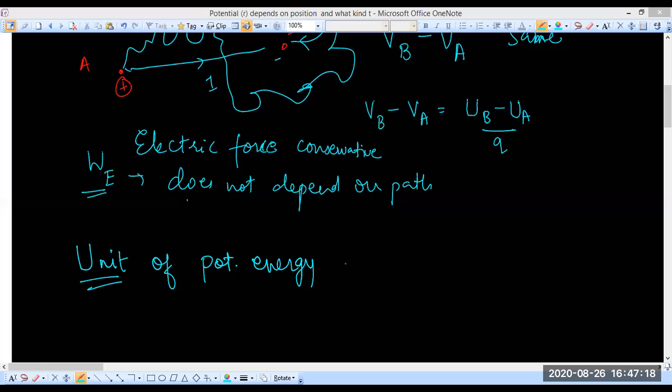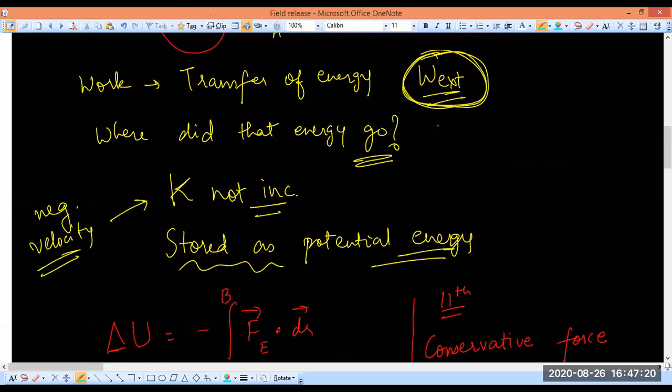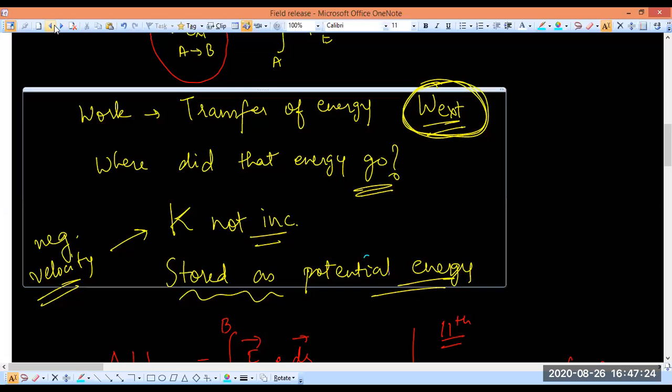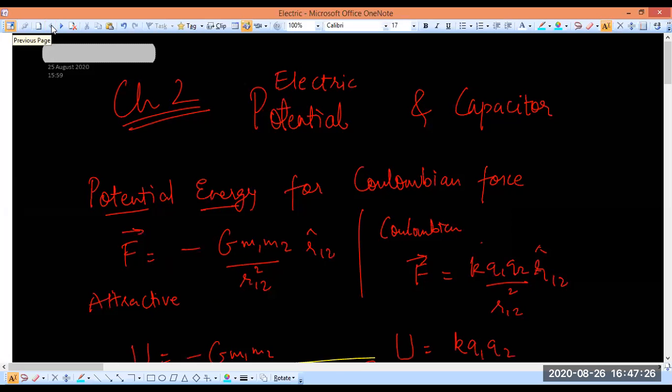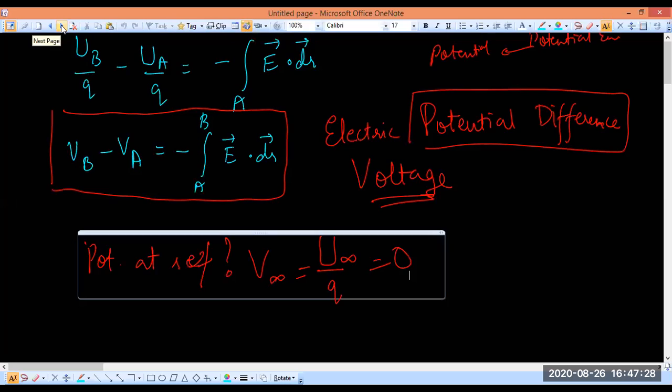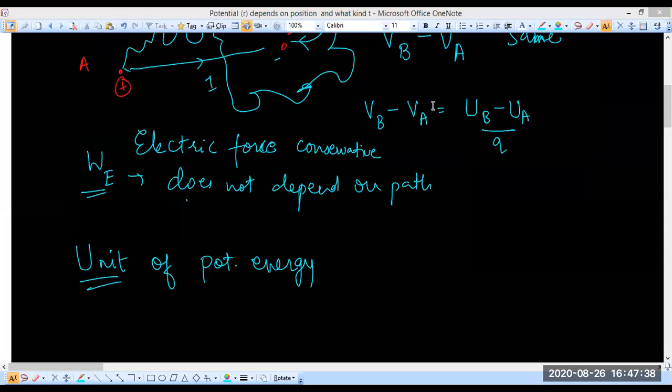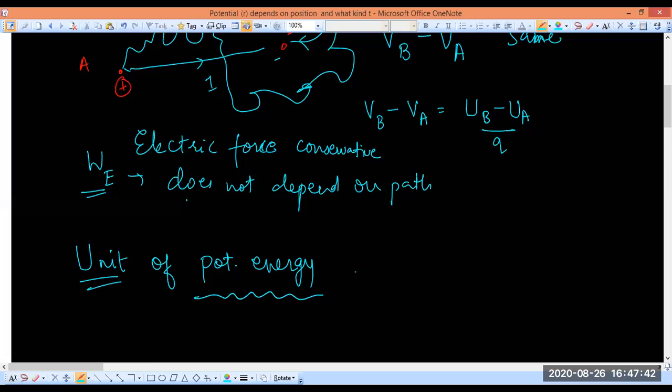What's the unit of potential energy, people? Hurry up, come on. Tell me the unit of potential energy. Okay, volt? No. Read it carefully. Joule, right? Is that okay?